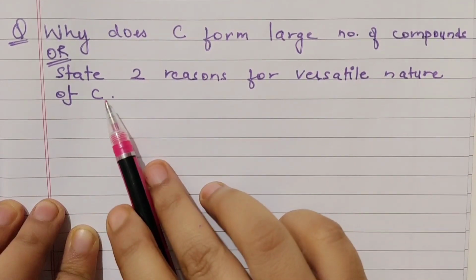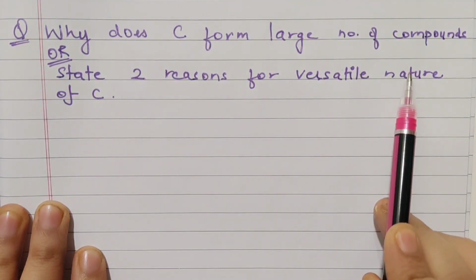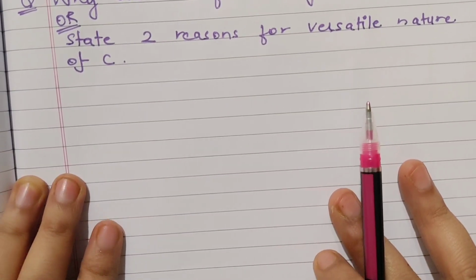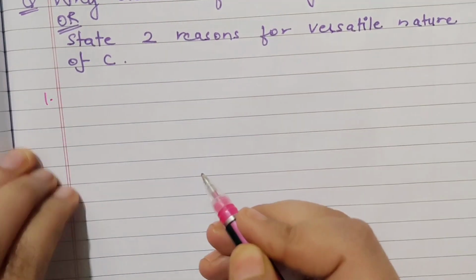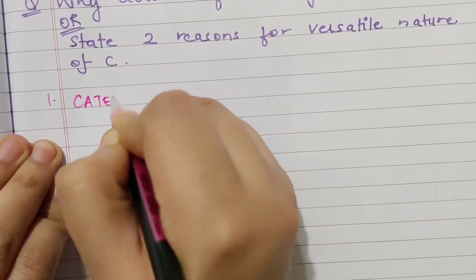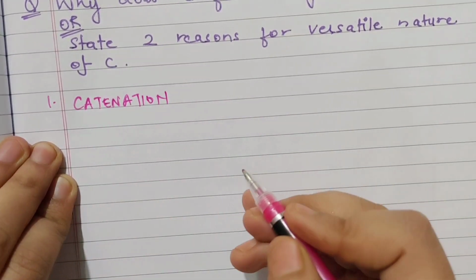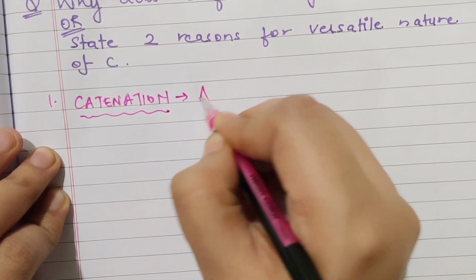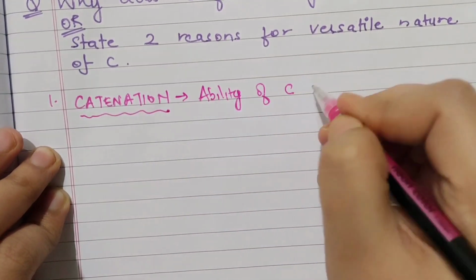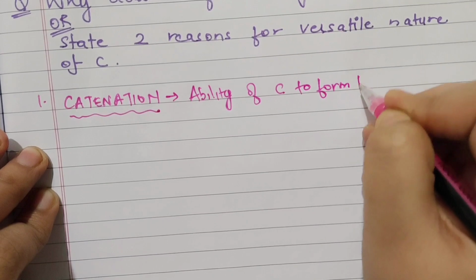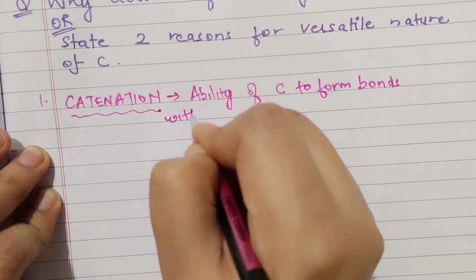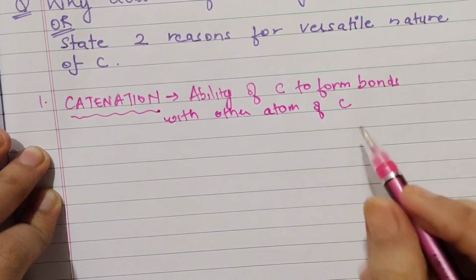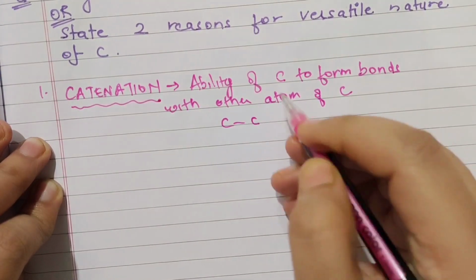So, the next question is, why does carbon form a large number of compounds? Or state 2 reasons for the versatile nature of carbon. The 2 reasons for the versatile nature of carbon, or why carbon forms a large number of compounds, is first catenation, and the next one is tetravalency. But first let's talk about catenation. What is catenation? Catenation is the ability of carbon to form bonds with itself. Bonds with itself means other atoms of carbon. Okay, that it does because the carbon-carbon bond is very strong.